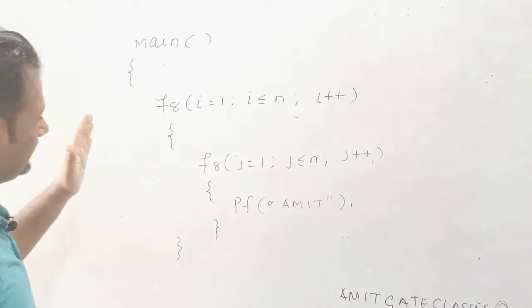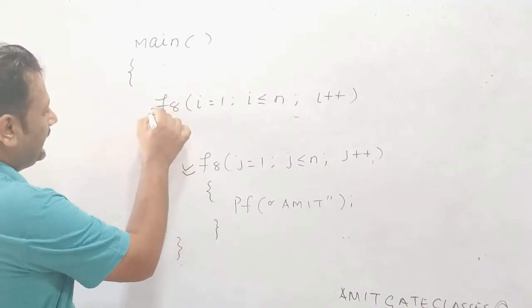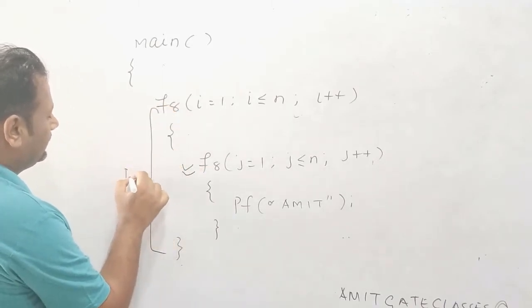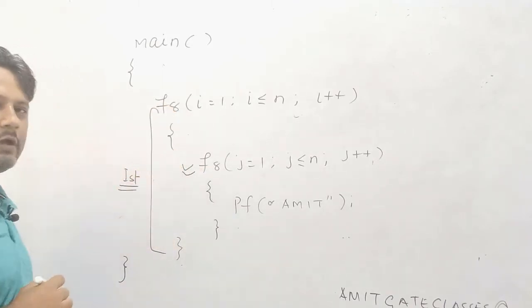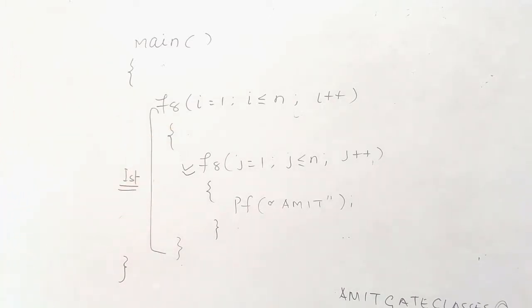Now in this question, we need to find out the complexity of this program. We can see there are two for loops given, and this for loop is under the body of the first for loop. So how to unroll this? How do you find out what will be the complexity of this program?